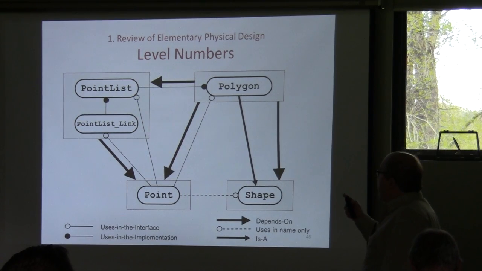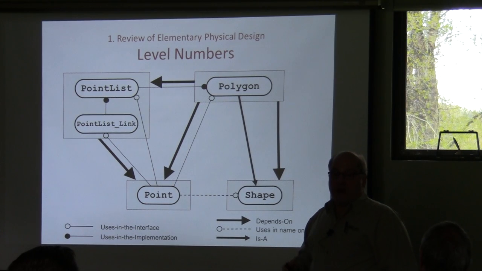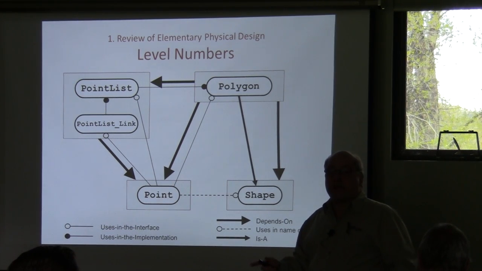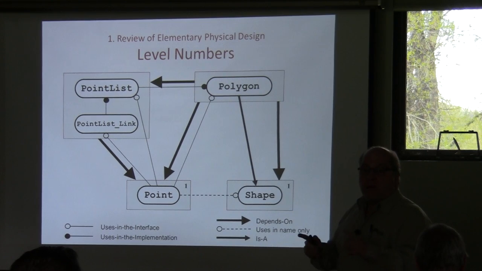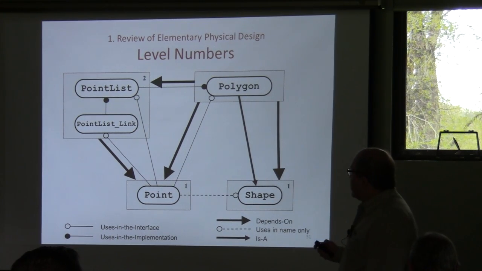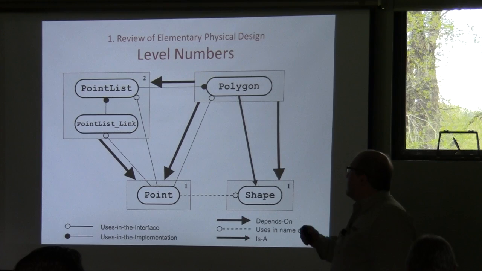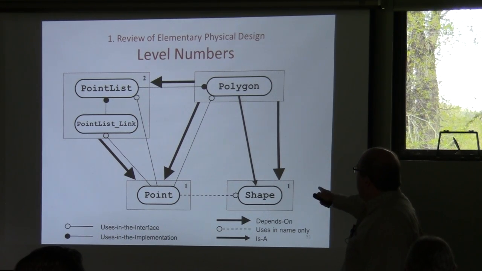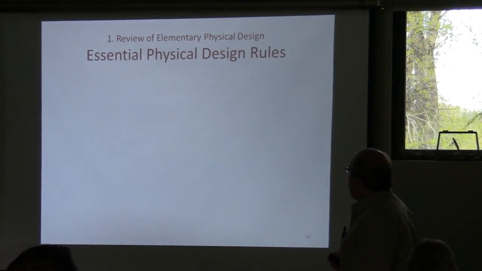Level numbers. Once we have this diagram, we can assign level numbers based on the dependencies alone. We don't care about the logical relationships anymore. We know the physical dependencies. So point is at level 1. So is shape. There is no physical dependency. Point list is at level 2. It depends on something at level 1, but nothing higher. Polygon depends on something at level 1 and at level 2. Therefore, it's at level 3. Nothing magical about this.